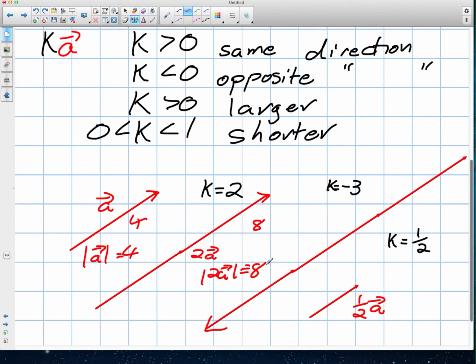Why do I call it the absolute value? Why don't I just say that vector 2A is equal to 8? Anyone know why I put the absolute value around it? We're only multiplying the magnitude, that's right. Why don't I just say, without the 2 lines on the side, 2 vector A is equal to 8? It would be considered just a scalar. Okay, that's right, our magnitude can't be negative.